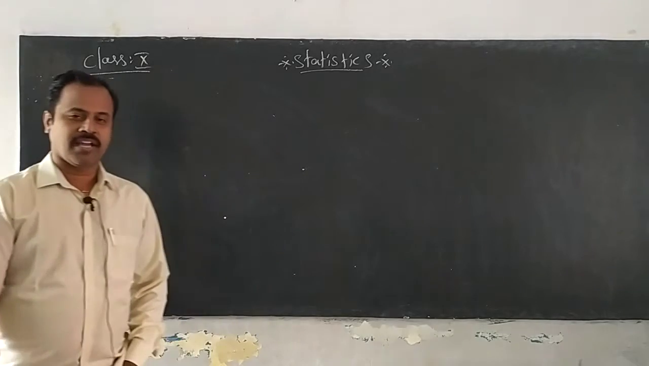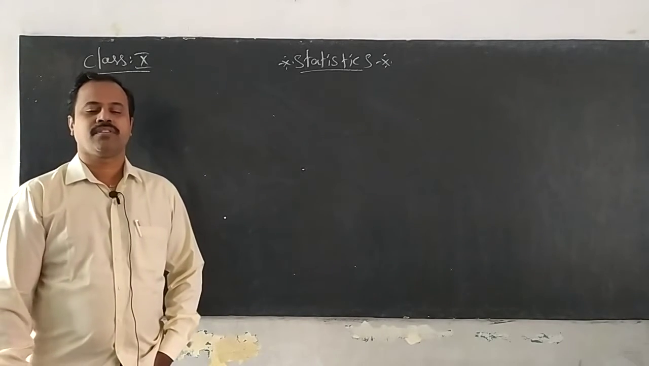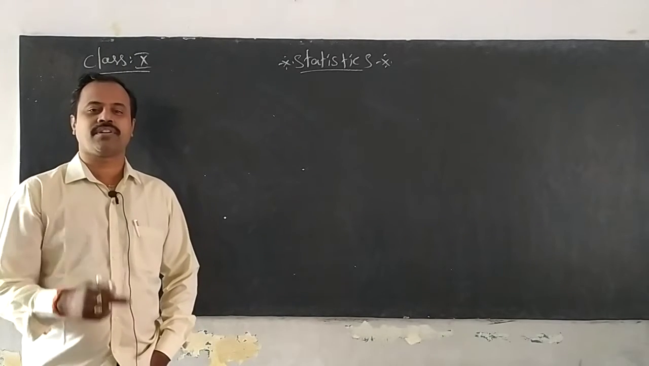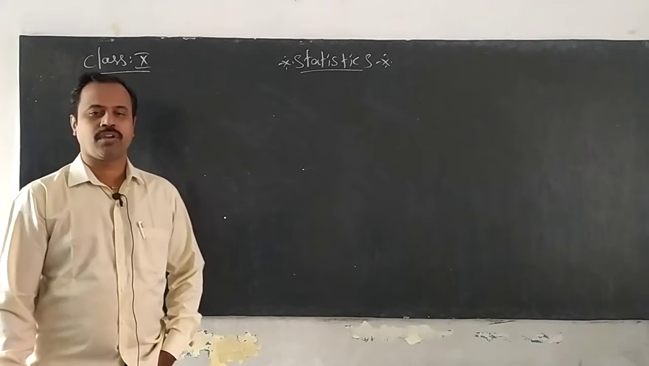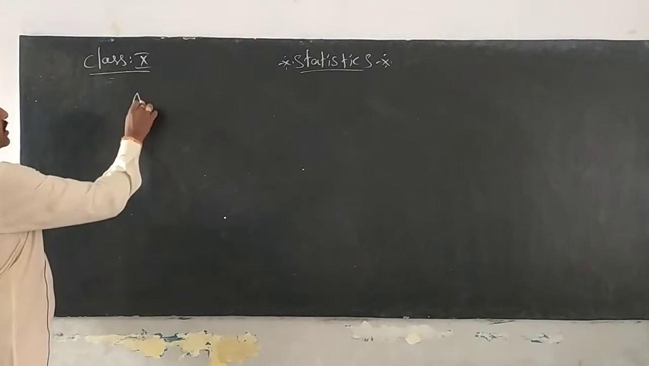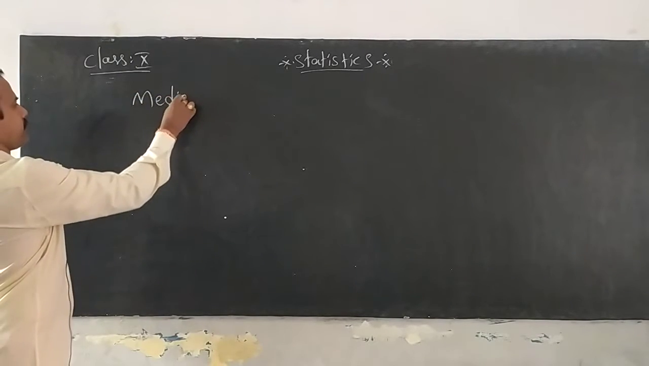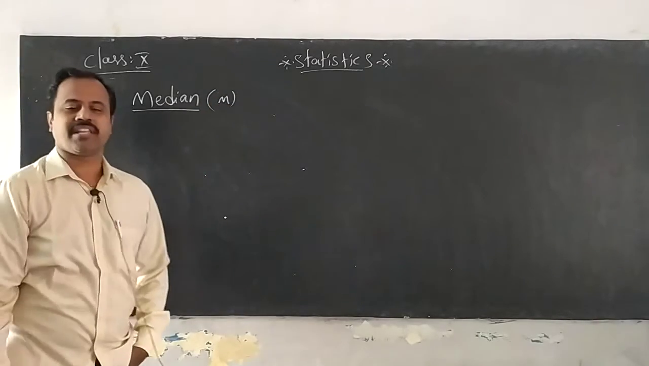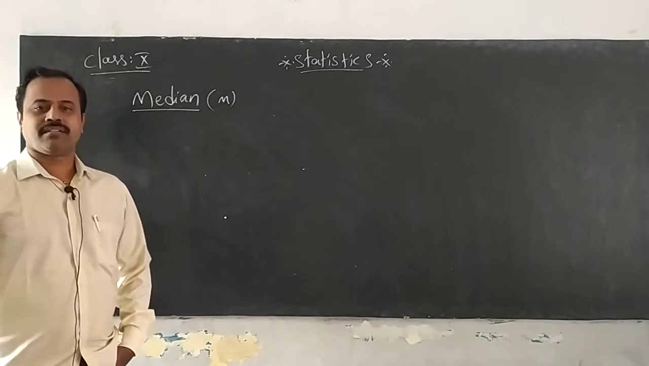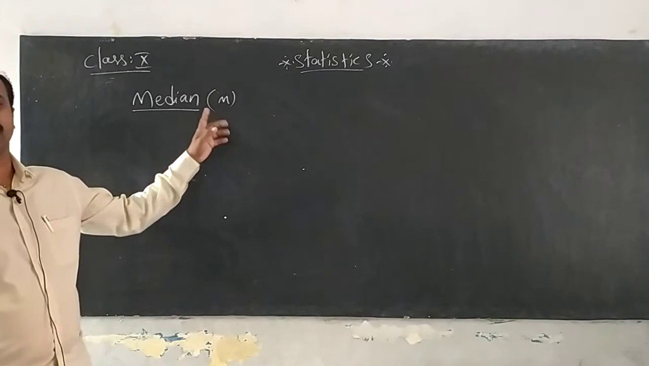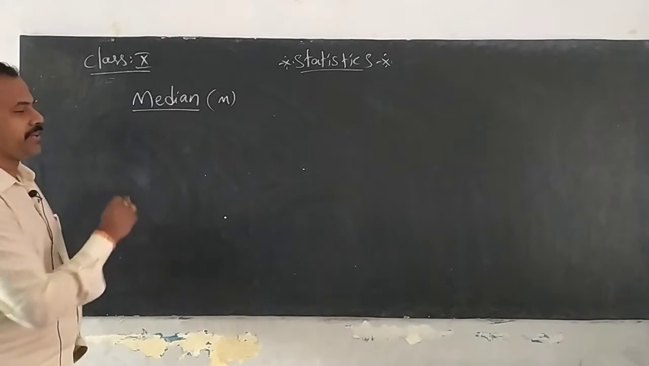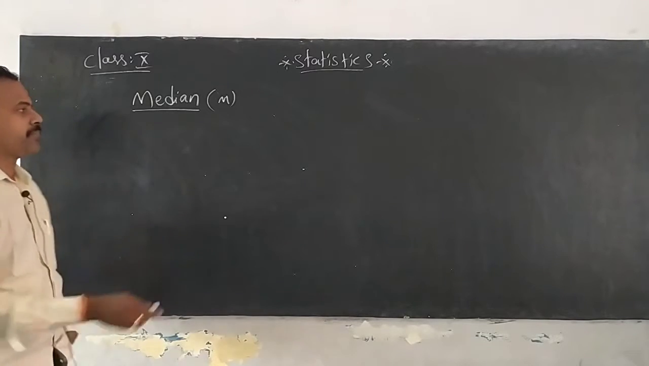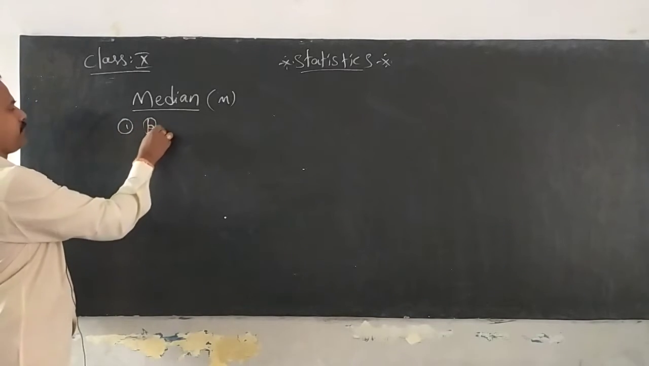As we have completed the two topics of our statistics, one is mean and another one is mode, now we are going into the third concept, median, which is represented by the letter M. Even in the median, we have three stages to understand. The first one is median for raw data.